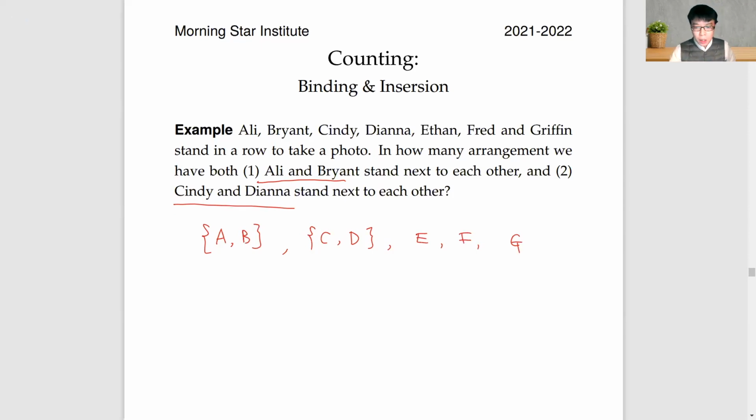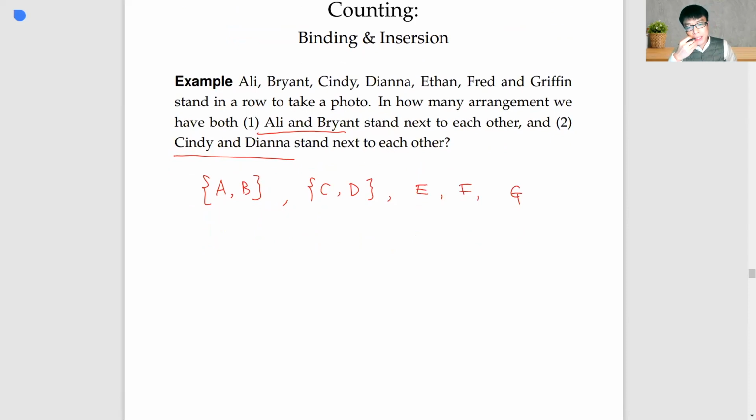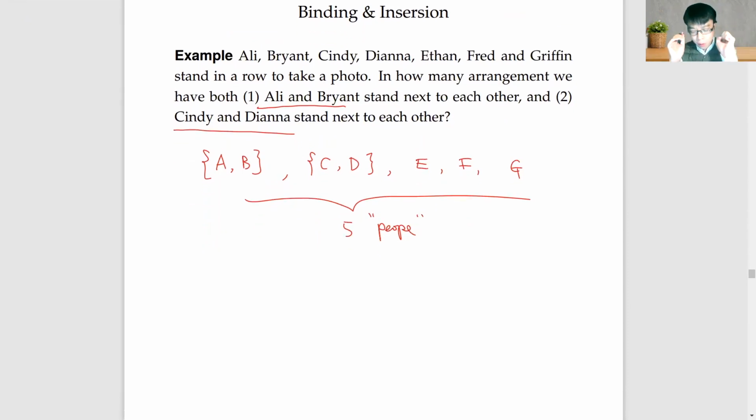Now let's see. Because A, B are binding and C, D are binding, we can consider this to be 5 groups of people. The first two groups have 2 people each. Now we can arrange these 5 groups first. Step 1: arrange these 5 groups. That corresponds to 5 factorial, which is 120. It's not hard to find.